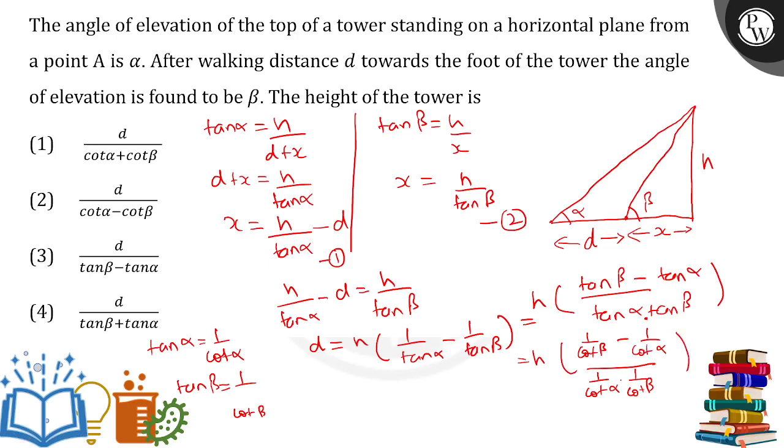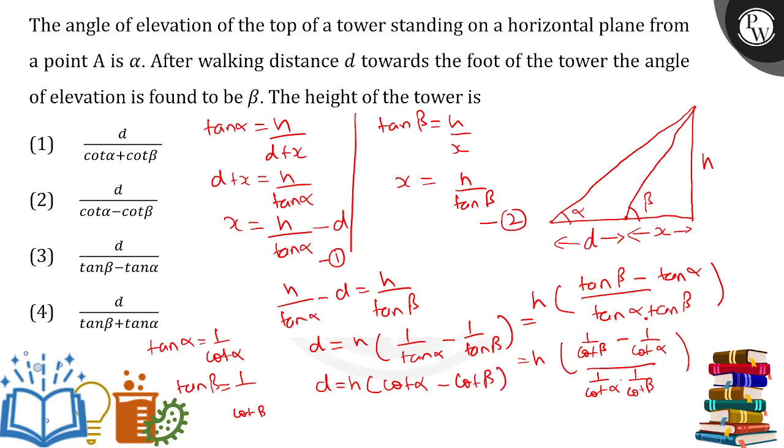Now you take the LCM over here. This is cot beta into cot alpha. So what happens when you take the LCM, cot alpha into cot beta? So cot alpha minus cot beta upon cot alpha into cot beta upon 1 upon cot alpha into cot beta. So 1 upon cot of alpha into cot beta would be cancelled out. The final expression which I will be getting is d is equal to h into cot of alpha minus cot of beta.